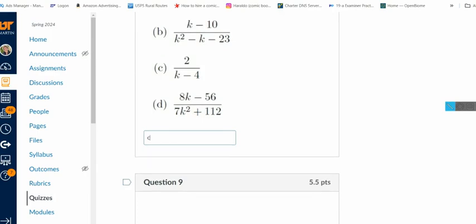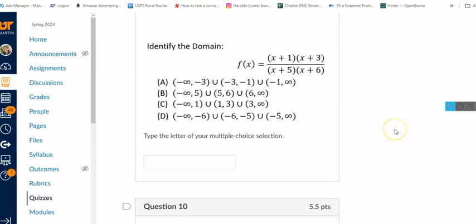Okay, continue. All right, now let's identify the domain. Well, we have a rational expression here, and the denominator is not allowed to be 0. So I'll write it up here. So where do you get in trouble? You get in trouble if x is negative 5 and if x is negative 6. So those are not allowed.